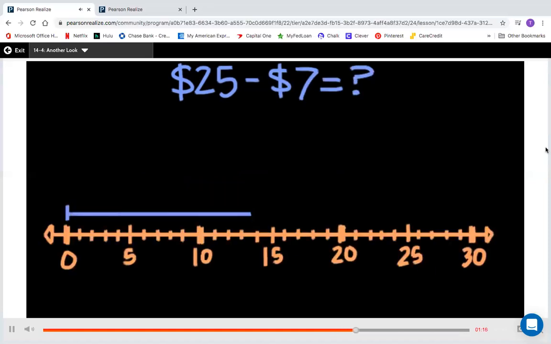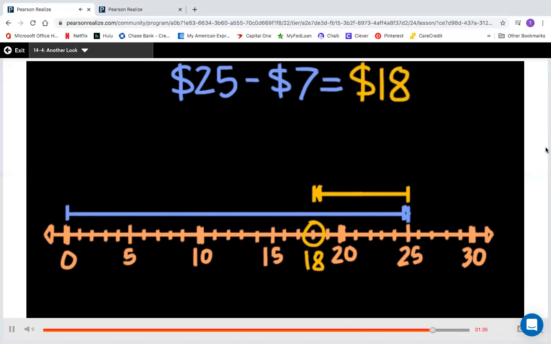Here is the $25 I have. And here is the $7 I spent. 1, 2, 3, 4, 5, 6, 7. I land on 18. $25 minus $7 equals $18. I'll have $18 left. Using number lines, I can add or subtract any two numbers, and I think that's super cool.